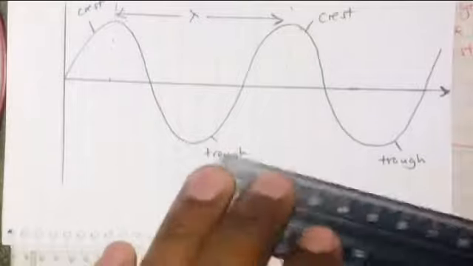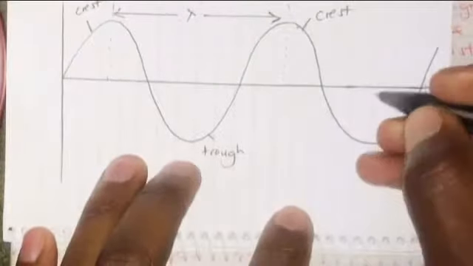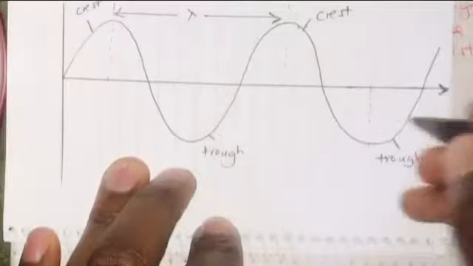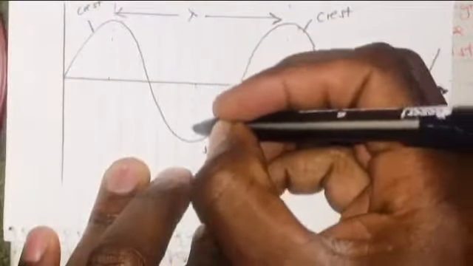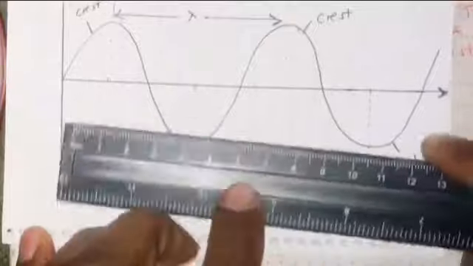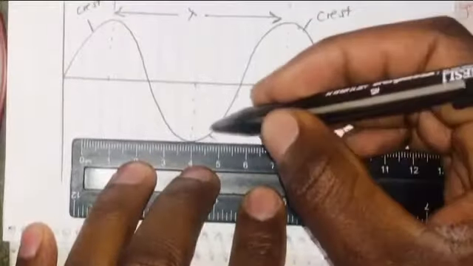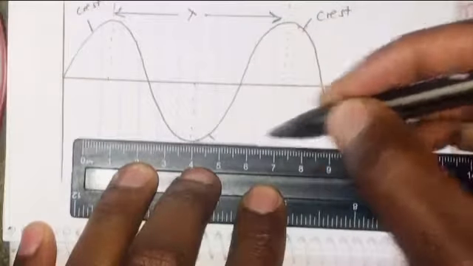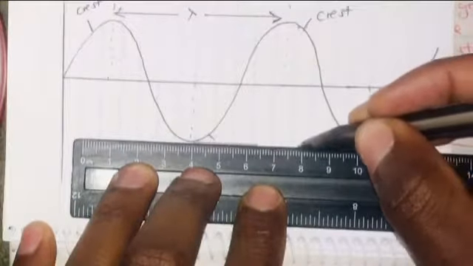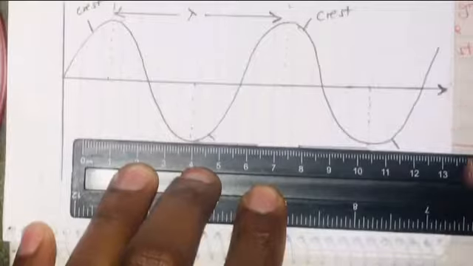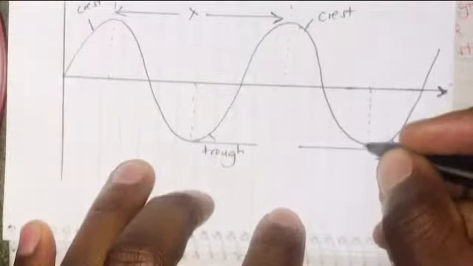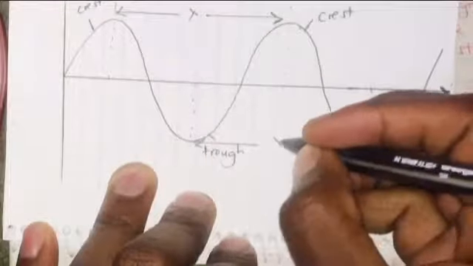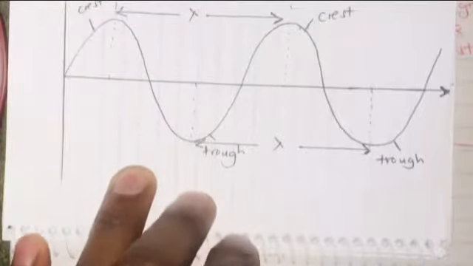Then it can also be the distance between two successive troughs, that is the peak of this trough to the peak of this trough. We are going to show the distance between them. That makes the wavelength as well. So it's defined in two terms, either the distance between two successive crests or the distance between two successive troughs.